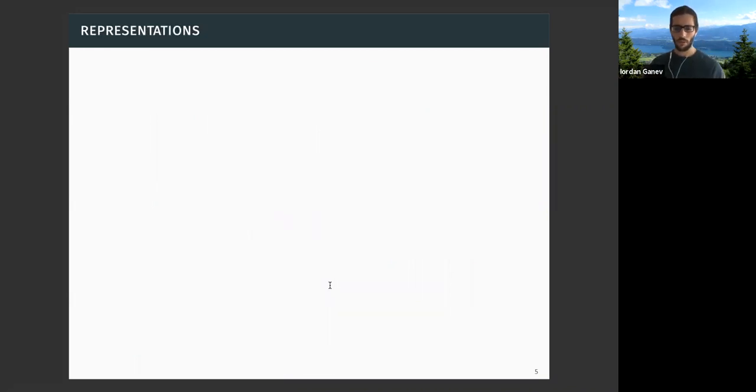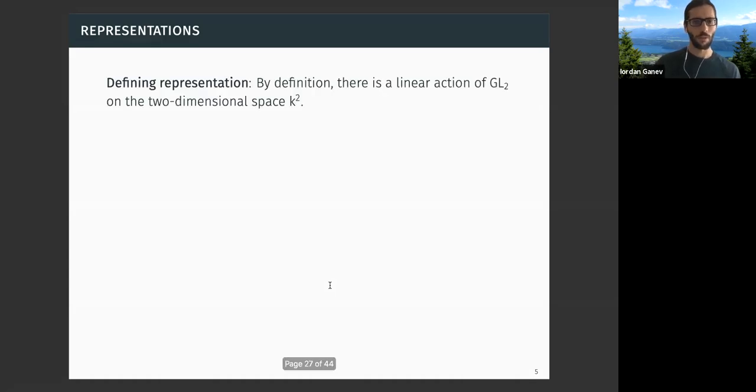And as I said, we'll be interested in representations of linear algebraic groups. So what is a representation? First of all, before giving the general definition, an example of a representation of GL2, our running example, is its action on two-dimensional space K2. So if we have an element in the two-dimensional space K2, we think of it as a vector. We can multiply a matrix by a vector and get a new vector. And this is a linear transformation by definition, pretty much. So that's why it defines a representation.